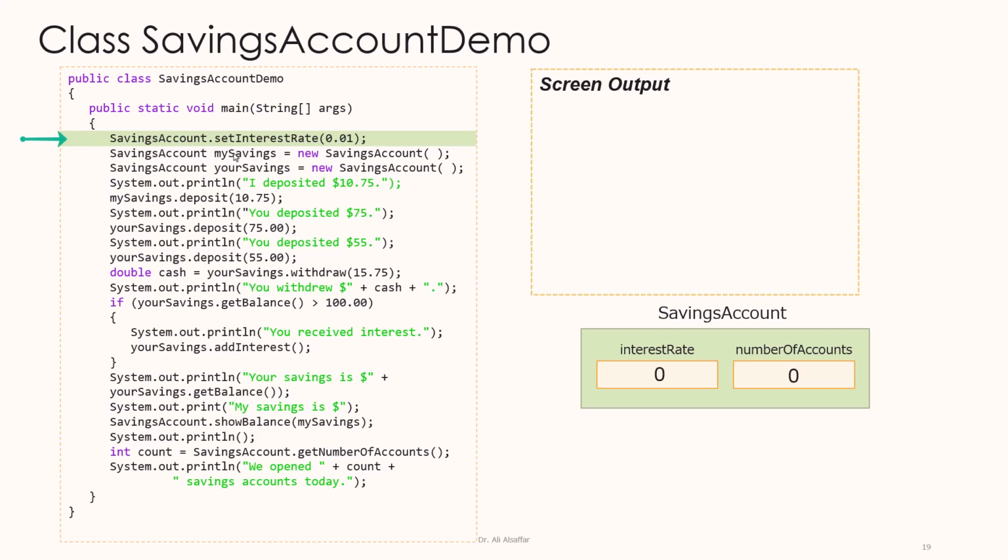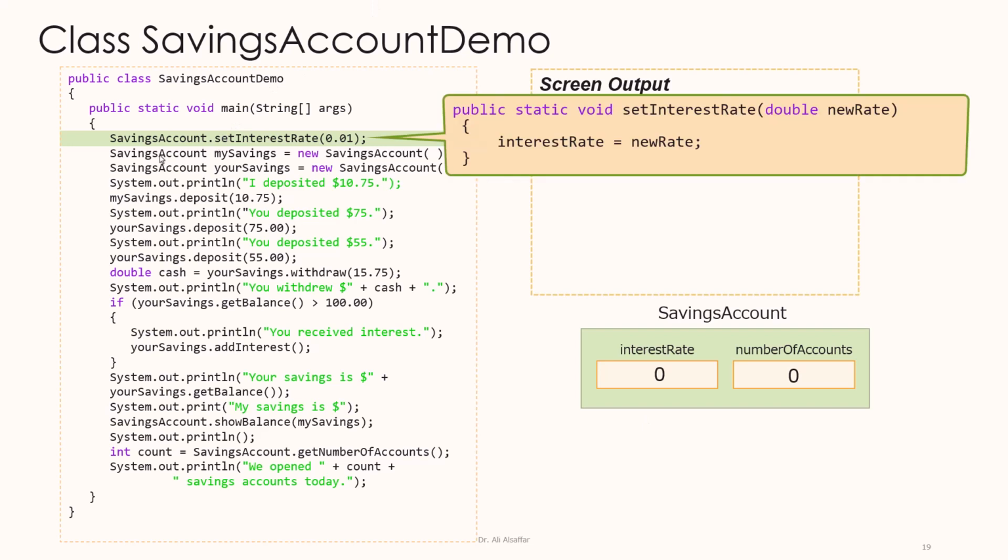So first here, this is the situation we have when we run the program. We are going to have a class called savings account. Initially, it will have interest rate equal to 0 and number of accounts equal to 0. And why does the system initialize these two data members when we run the program? Because they are static inside the class.